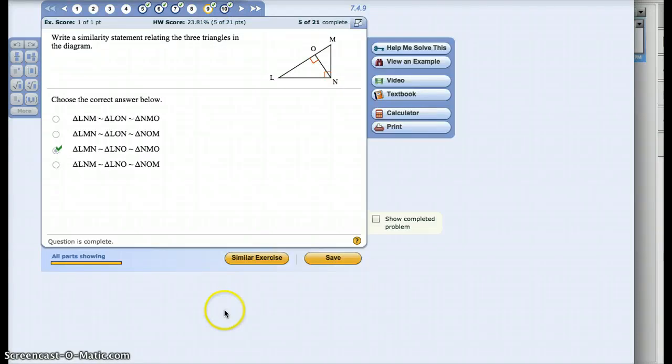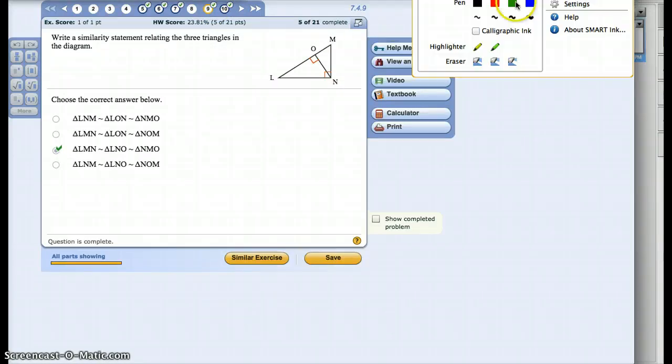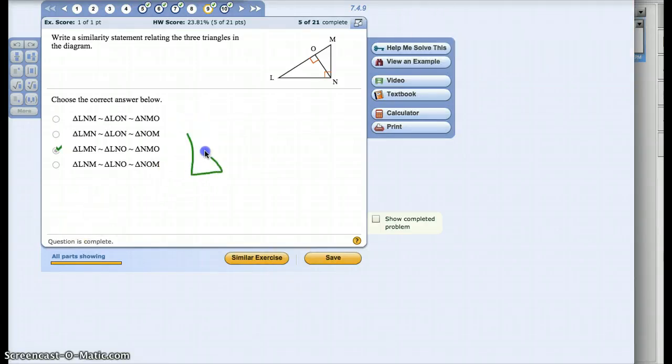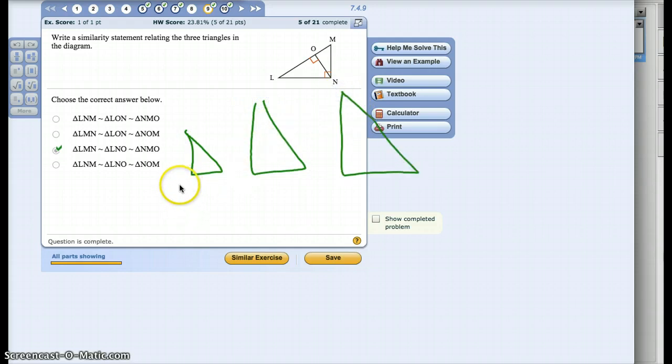Okay, problem number 9. I know a lot of the students really hate these problems. Redraw them and relabel them. So we have a small triangle, we have a medium triangle, and then we have the great big triangle. The small has a right angle of O. There's a length of N. So my tall side is NO, and my short side is MO.